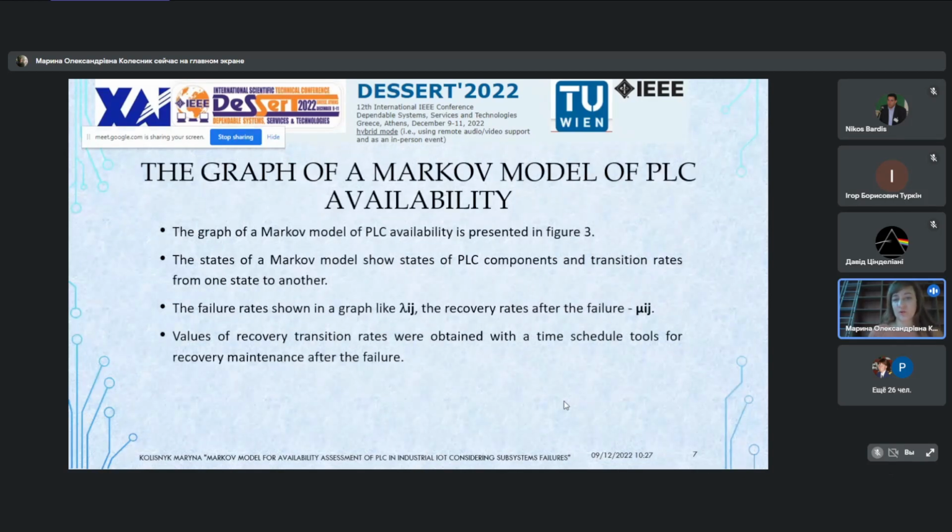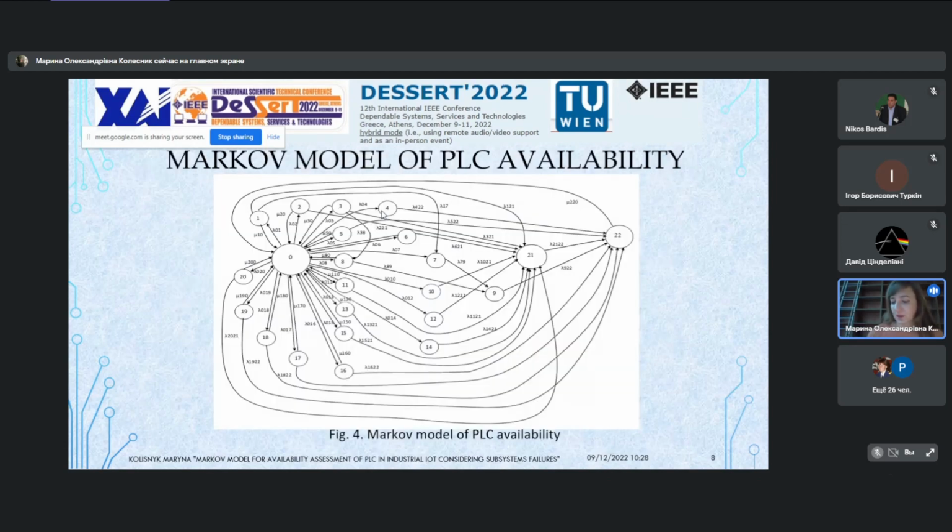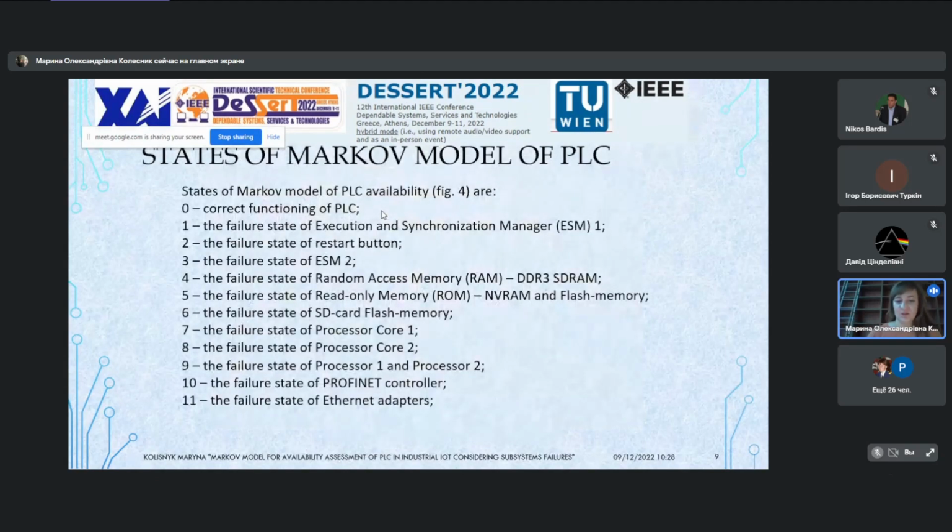The graph of the Markov model is presented in the figure on the next slide, and the states of the Markov model show states of PLC subsystems and transition rates from one state to another. We decided to assign failure rates as lambda and recovery rates after the failure as mu. Values of recovery transition rates were obtained with time schedule tools for recovery maintenance after the failure. We had such a project from the Ministry of Transport, and with timing we obtained different rates of recovery for such systems.